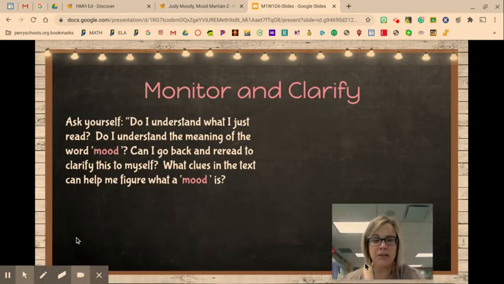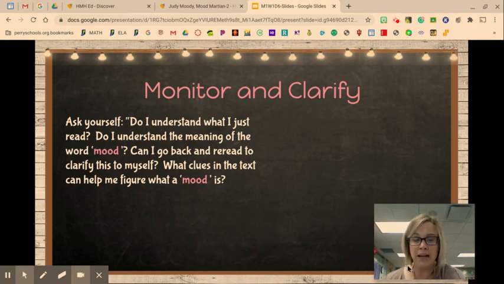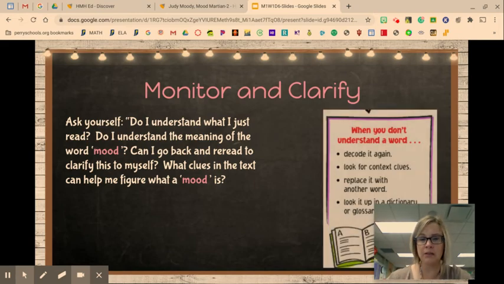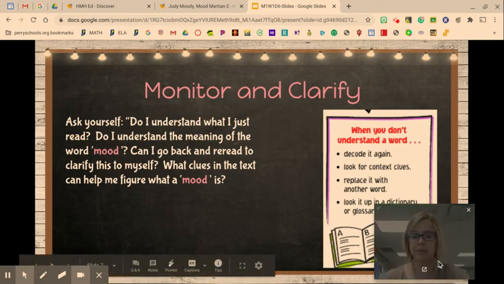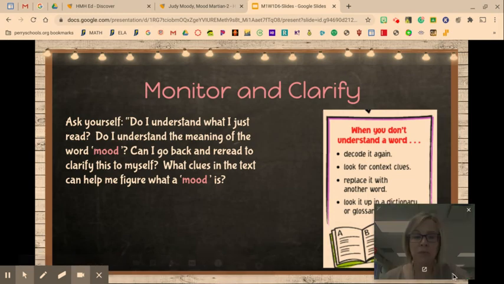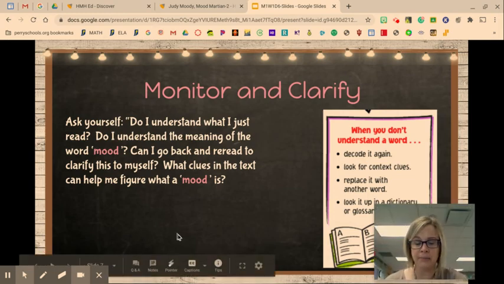So as we were reading this, we want to make sure that we understand what we just read. And I am a little bit confused about the word mood. I can go back and reread to clarify this to myself. There are quite a few times that she said she was in a mood, and I don't really understand what this means, as in what kind of a mood this is. So I'm going to go back and look at some clues to help me figure out what a mood is. When we don't understand a word, we need to try to decode it again, look for context clues, maybe replace it with another word, or look it up in the dictionary.